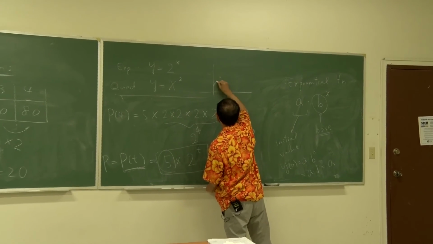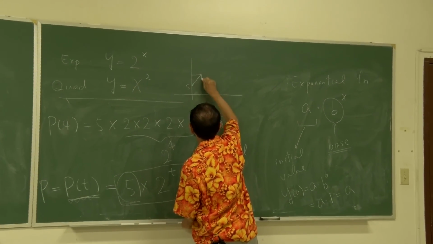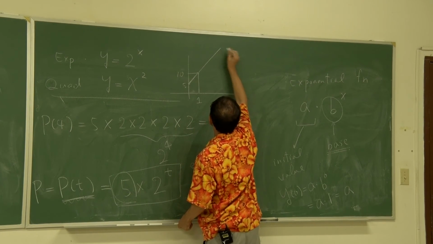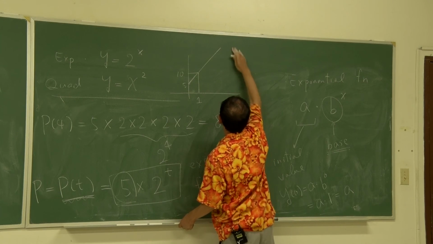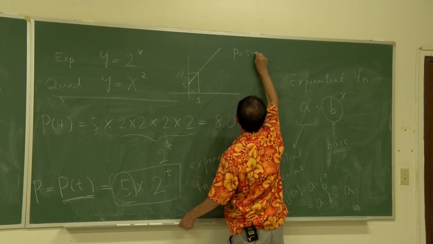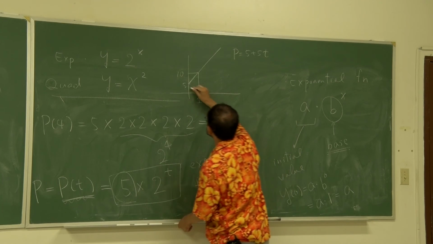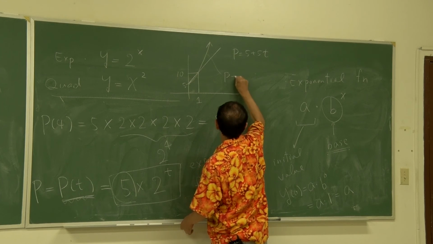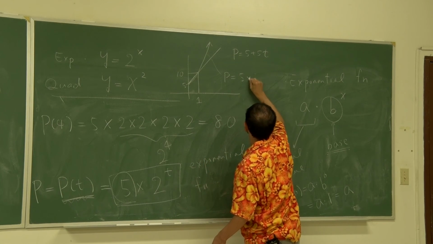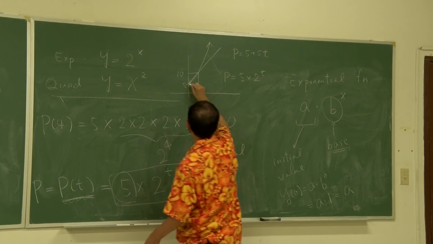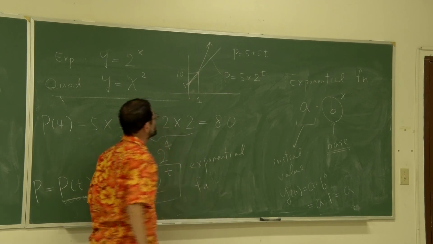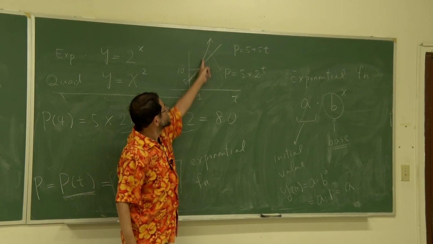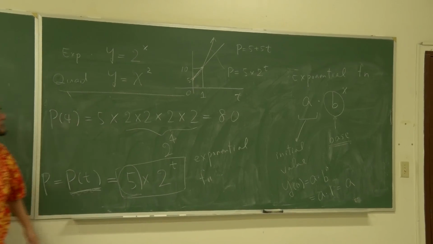In fact, it's interesting to compare. Remember we earlier drew the linear function. So this is y, here's P. P is equal to 5 plus 5t, but now the exponential function actually looks like this. It just grows very quickly. That one is P is equal to 5 times 2 raised to t. Both have the same value for t equal to 0 and 1, but then later it makes a big difference. Okay? Thank you.